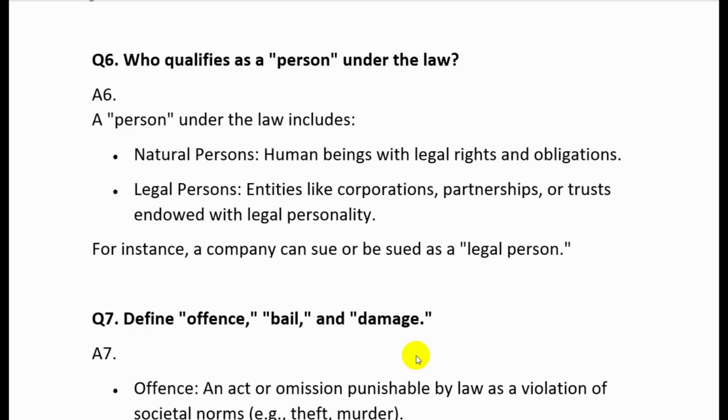Who qualifies as a person under the law? A person under the law includes natural persons, that is, human beings with legal rights and obligations, and legal persons like entities, corporations, partnerships, trusts, endowed with legal personality. For instance, a company can sue or be sued as a legal person.